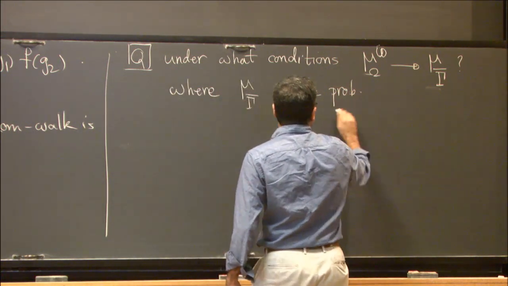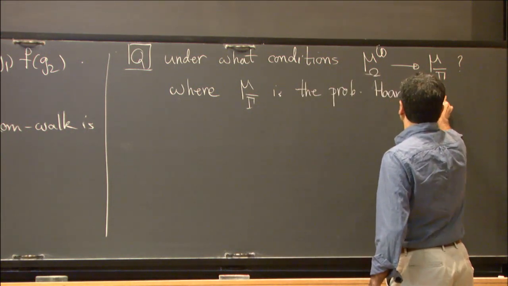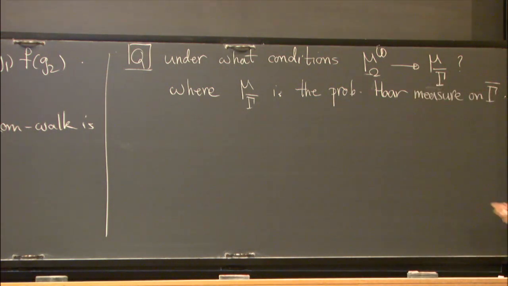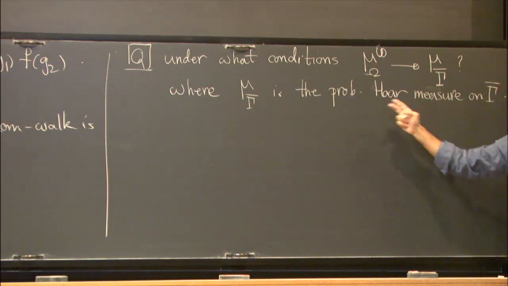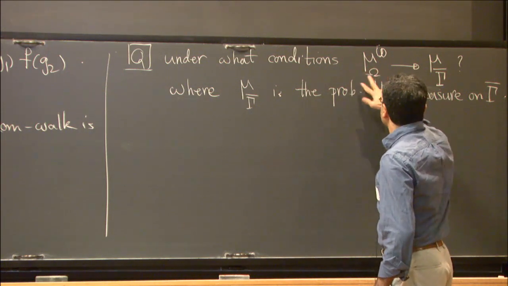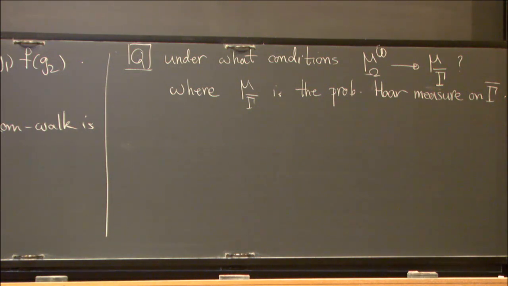The probability Haar measure on gamma bar. So what is it? It is a probability measure on gamma bar, which is gamma bar invariant. So it means it's completely flat, so every point looks like the other point. Okay, so we want to say that these random walks do not discriminate between the points within the closure. So this is one question.